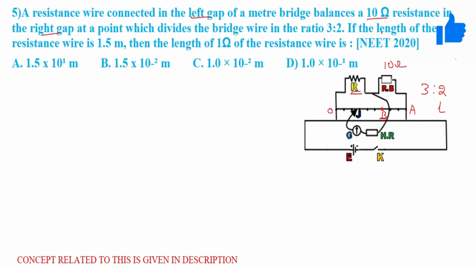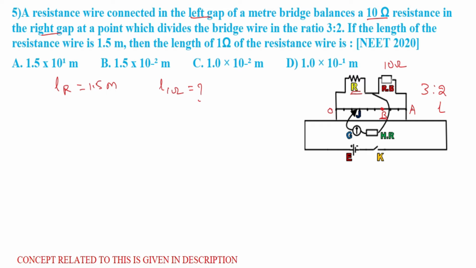Okay. Next, if the length of the resistance wire is 1.5, what did he give? He gave the value of LR, that is length of resistance wire, as 1.5 meters. Then the length of 1 ohm of the resistance wire is, means what you have to calculate? You have to calculate the length of a wire whose resistance is 1 ohm. Okay, that's what you have to calculate.